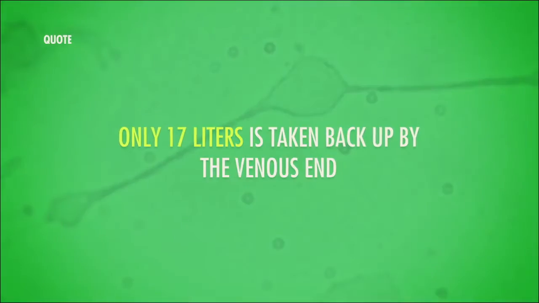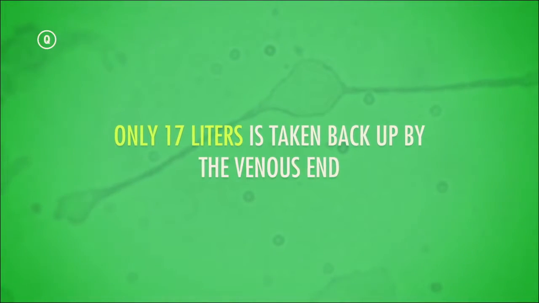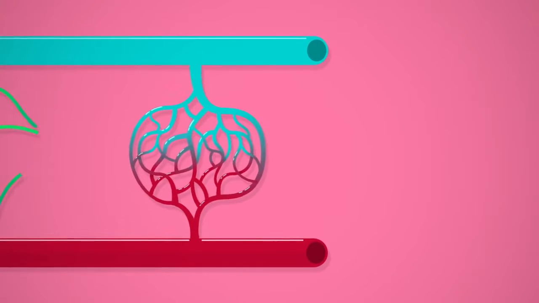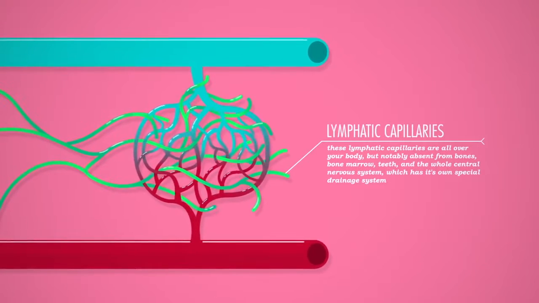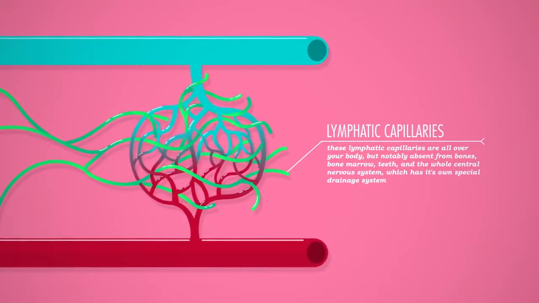Of the 20 liters a day that's forced through the arteriolar end of all the capillaries all over your body, only 17 liters is taken back up by the venous end. Those other 3 liters? That becomes your lymph. It's almost immediately picked up by nearby lymphatic capillaries that wind their way in and among the blood capillaries, and they're really well suited for their job.